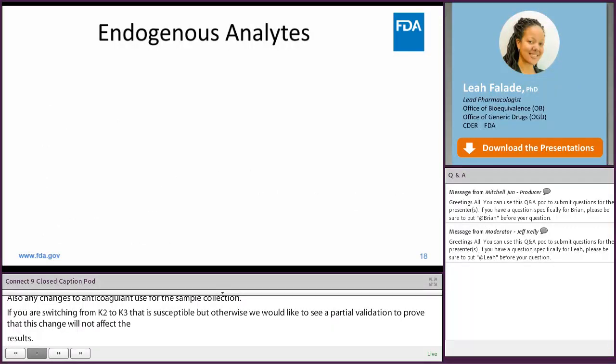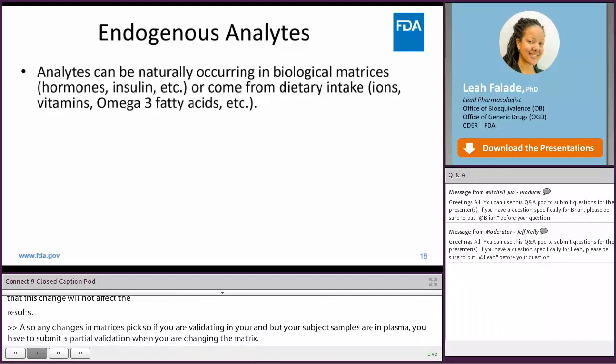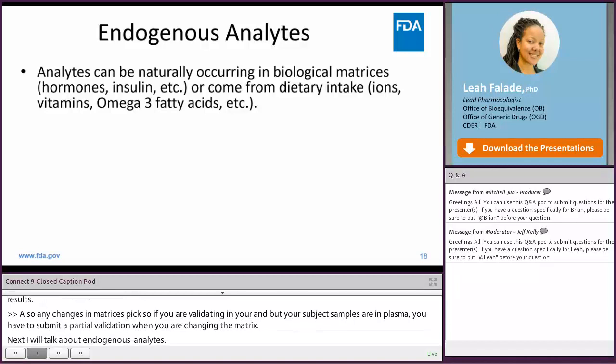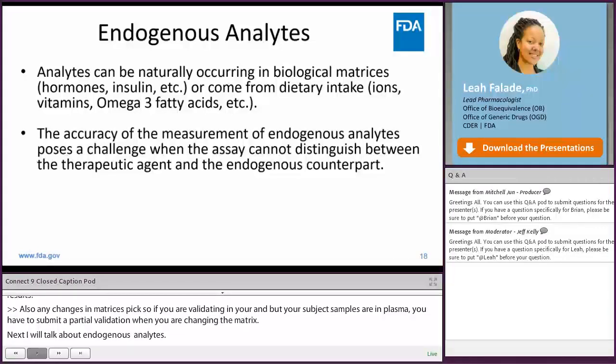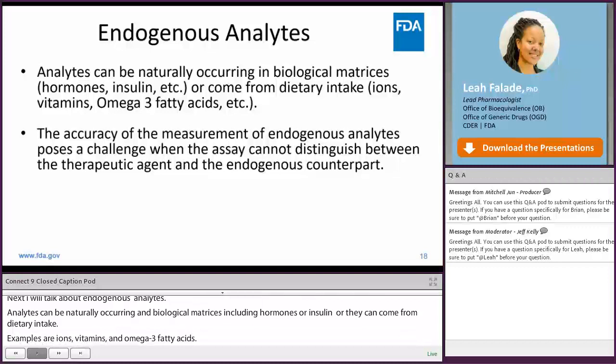So next I'll talk about endogenous analytes. Analytes can be naturally occurring in biological matrices, including hormones or insulin, or they can come from your dietary intake. Examples of this are ions, vitamins, omega-3 fatty acids. The accuracy of the measurement of endogenous analytes poses a challenge when the assay cannot distinguish between the therapeutic agent and the endogenous counterpart.